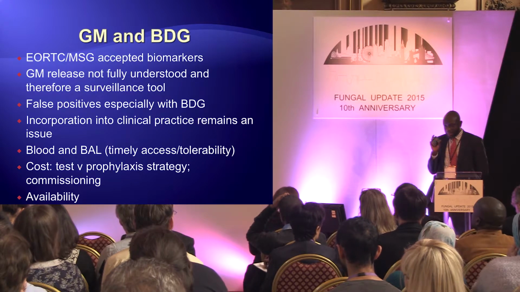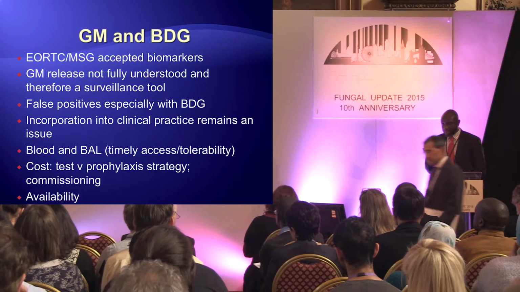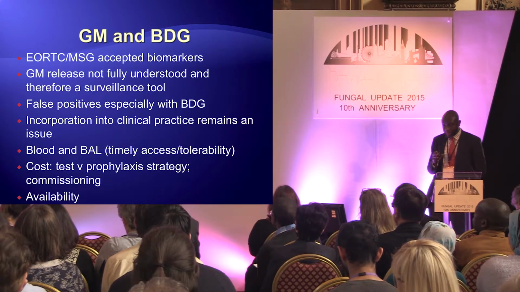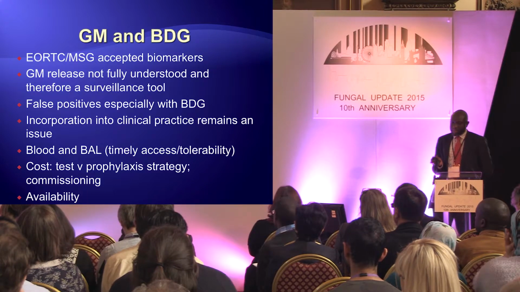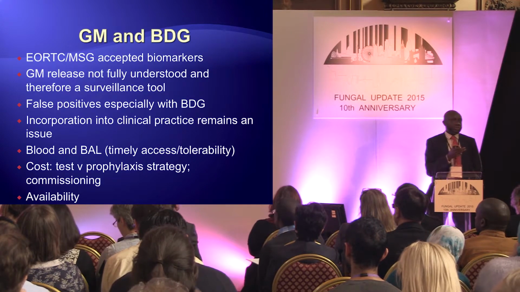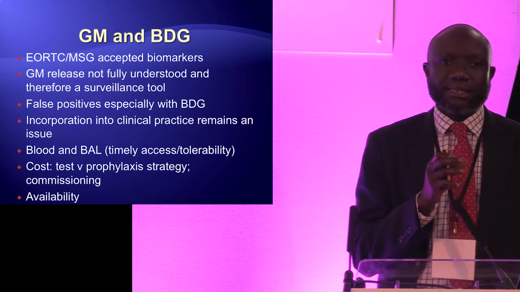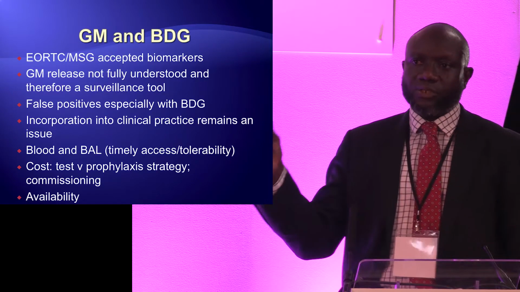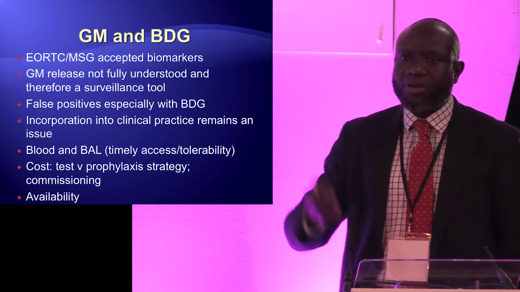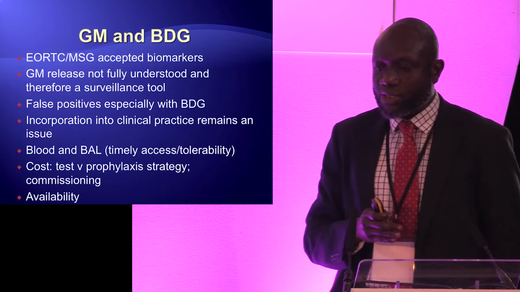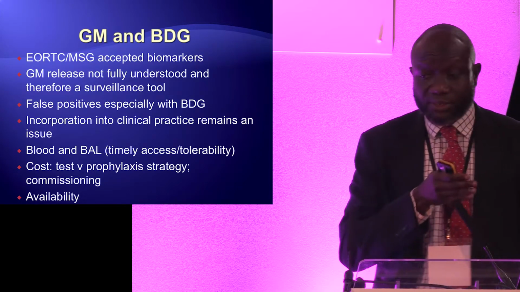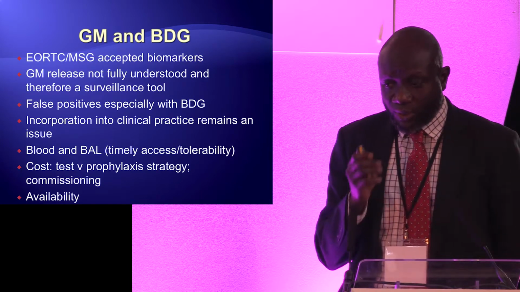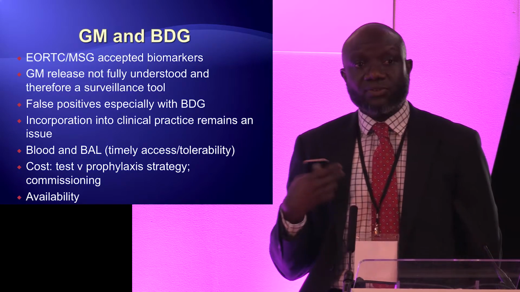So galactomannan and beta-D-glucan are accepted biomarkers for the current EORTC criteria for diagnosing fungal infection. The question about how you use galactomannan testing is an interesting one, because obviously you can use it in a surveillance way, i.e. you have a program and you monitor your patients as you go along, or you can use it for diagnosis. The problem with using it as a diagnostic tool is that we don't fully understand how galactomannan is released.